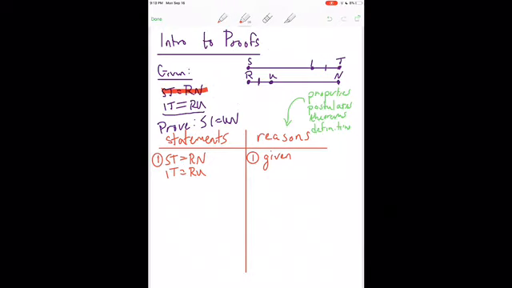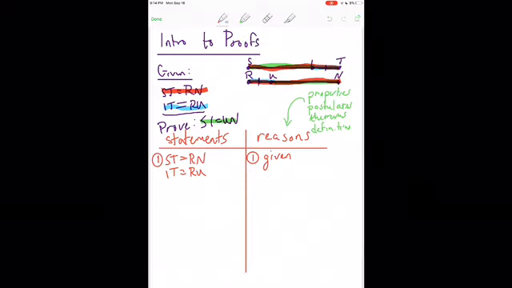ST is equal to RN. Well, that tells us this here is equal to this here. And then I have IT is equal to RU. And then what's our goal? Our goal is to prove that SI is equal to UN. Looking here, we can kind of see what's happening, right? We can see that SI plus IT is equal to ST. And what's the postulate that says that has to be true? Well, we're adding segments together, so that's segment addition.